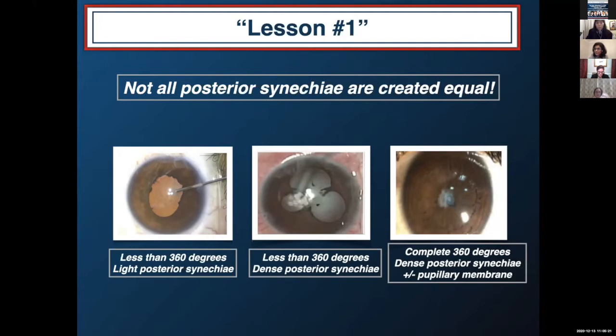Lesson number 1, not all posterior synechiae are created equal. Either they are less than 360 degrees with lighter posterior synechiae, less than 360 degrees with dense posterior synechiae, or a complete 360 degrees of synechiae with or without a pupillary membrane.